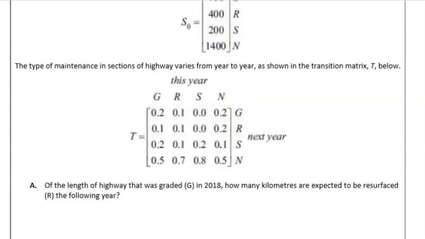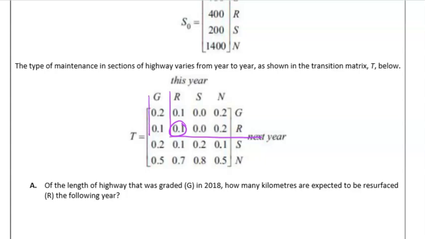The type of maintenance in each section of the highways varies year to year, as shown in the transition matrix below. So here we can see all of that movement. And so a reminder that if I'm reading down and out, we could see that 10% of the resurfacing would require resurfacing again the following year.